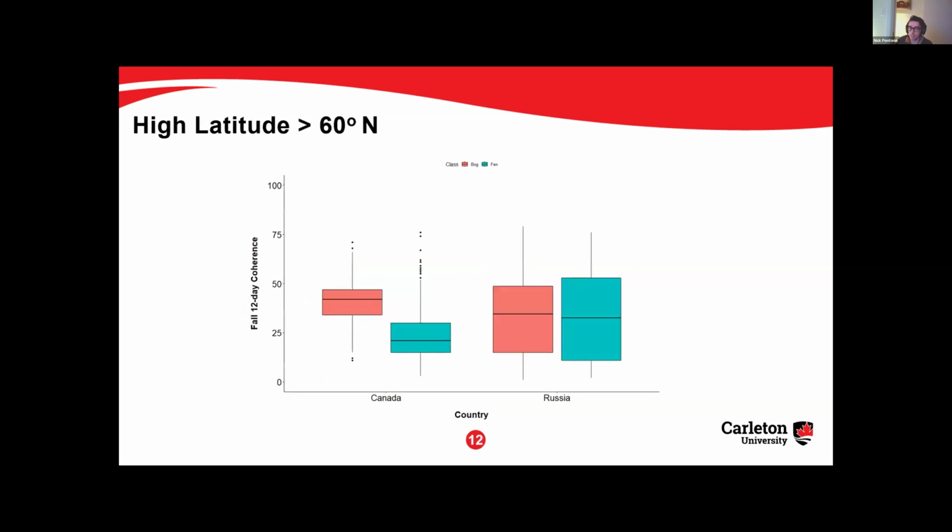And one thing I looked at was to see if maybe it's a latitude factor, because the West Siberian lowlands is quite high latitude. But even if I take the high latitudes, greater than 60 degrees north from Canada, that same relationship is there. So it's not a latitudinal factor specifically. I also looked at some bioclimatic variables, but there were no strong relationships there.